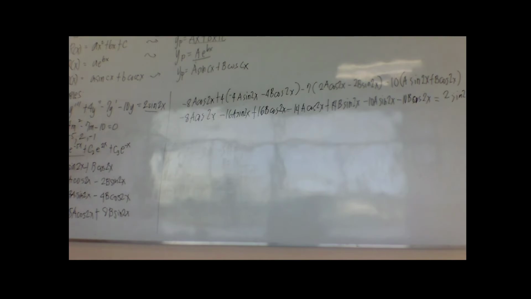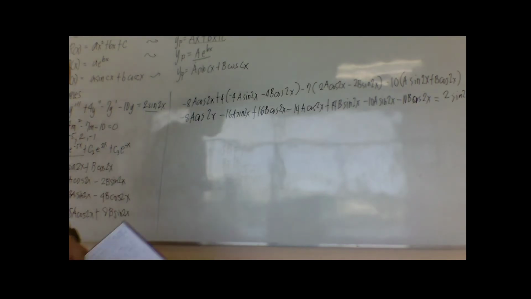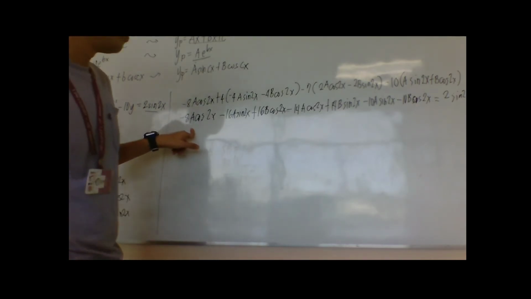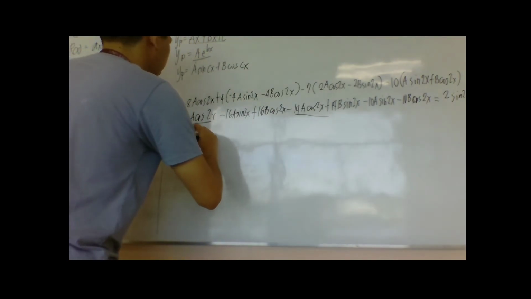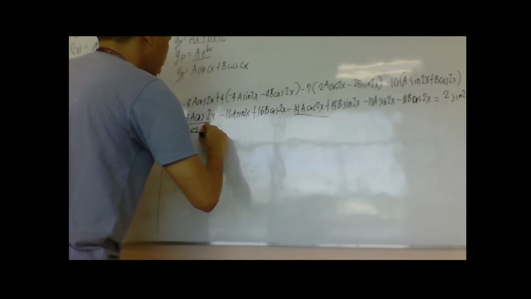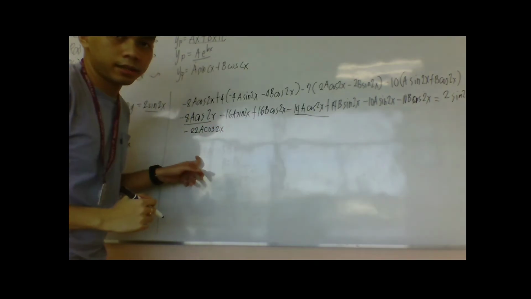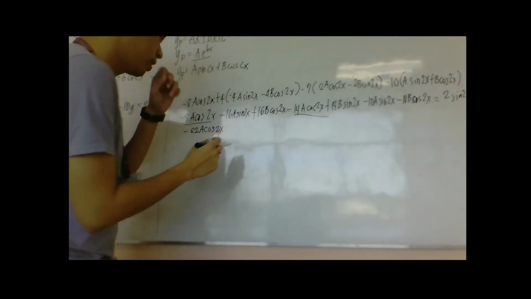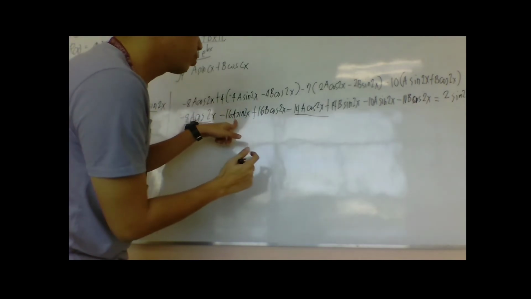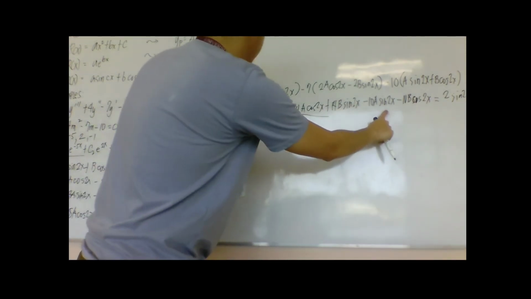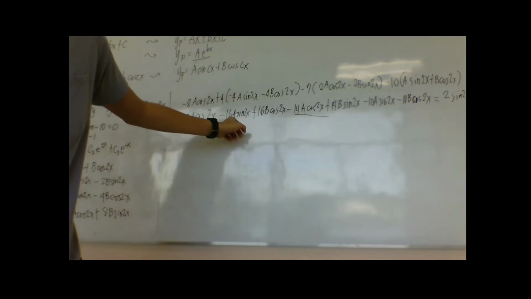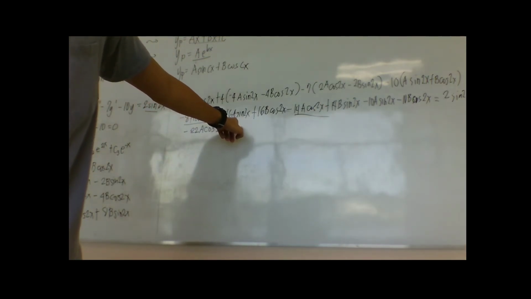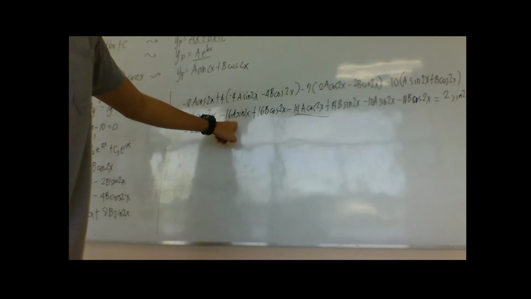Let's combine. So a cos 2x. This one and this one is negative 22a cosine 2x. Right? Okay? So those two are gone. Let's find a sine 2x. This one and this one. This is correct. A sine 2x. And then a sine 2x.